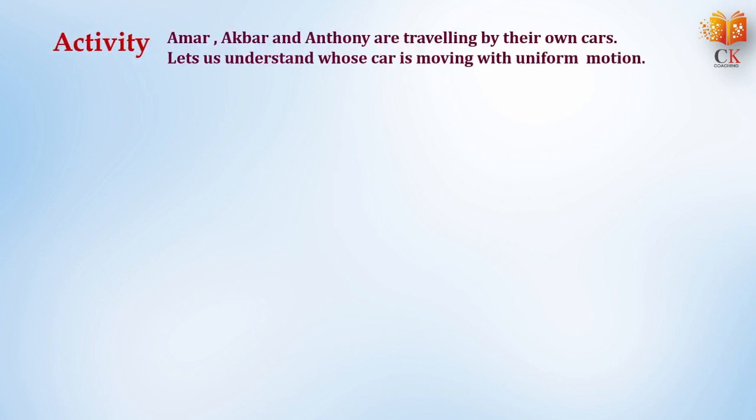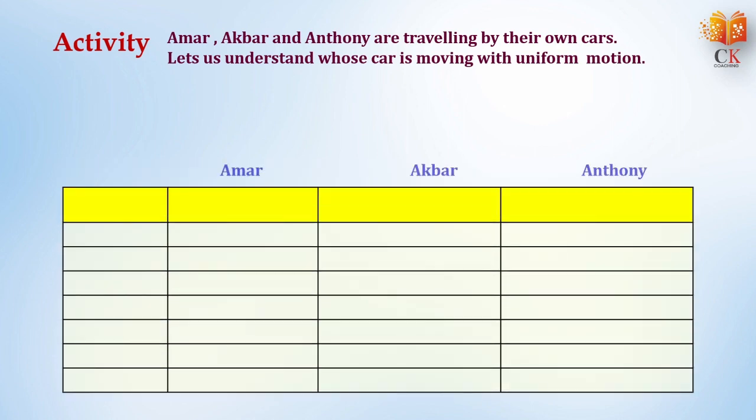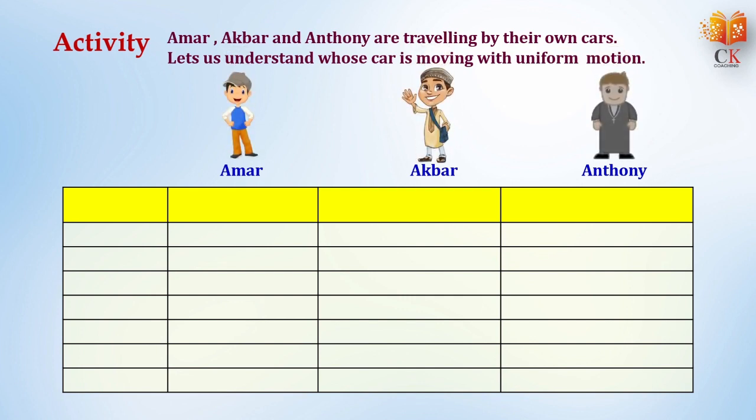So I guess you must have understood these two topics very clearly. We'll be taking up an NCERT example to understand this better. Let's say there are three friends, Amar, Akbar and Anthony, and they have their own cars, and let us understand whose car is moving with what motion, be it a uniform or a non-uniform motion.